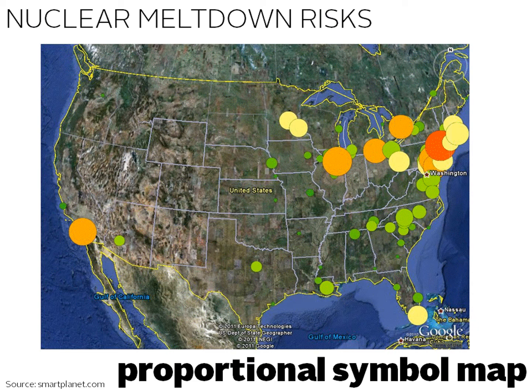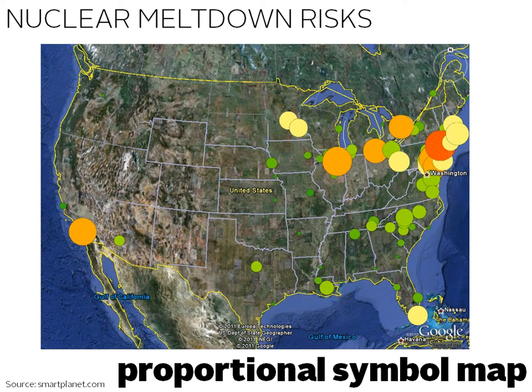The third type of thematic map is a proportional symbol map. It will have a symbol, on this particular map a circle, and the size of the symbol will be proportional to how much data it's representing. In this particular case, it's representing nuclear meltdown risks. So everywhere we have a dot or a symbol, there is a risk of a nuclear meltdown. The smaller the dot, the less of a risk. The larger the dot, the more of a risk.